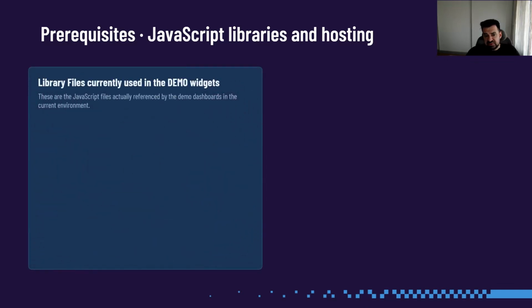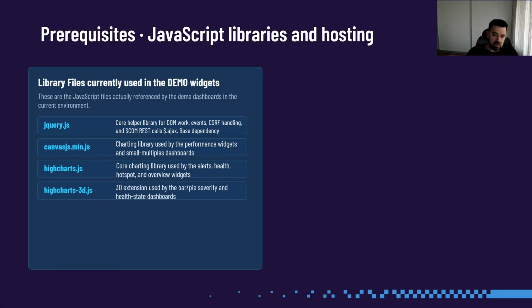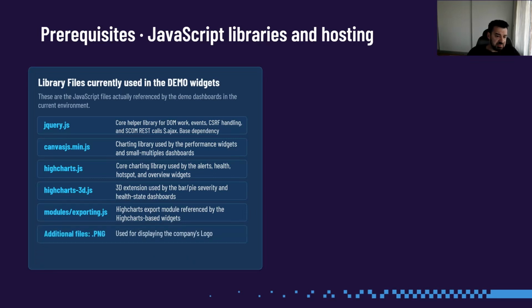In the current environment, the dashboards depend on a small and clearly identifiable set of JavaScript files. jQuery is the core helper library. It is used for DOM work, events, CSRF handling, and SCOM REST calls through Ajax. Canvas is used for the performance widgets and the small multiples dashboards. HighCharts.js is the core charting library used by the alert, health, hotspot, and overview widgets. HighCharts 3D is the 3D extension used for some of the bar and pie style widgets. Modules exporting.js is the export module referenced by the HighCharts-based widgets. And I have also used a custom PNG file, which is actually my company's logo, in order to enrich the dashboards with the company's logo.